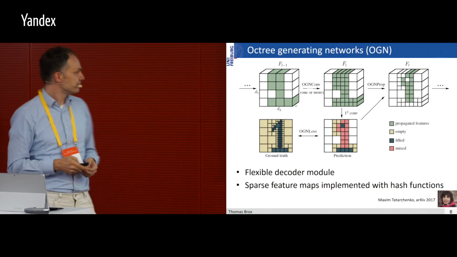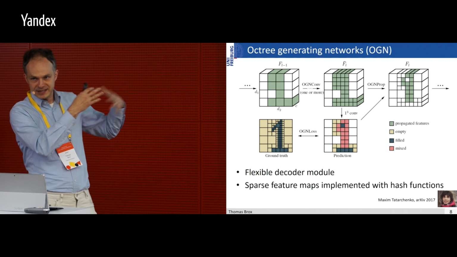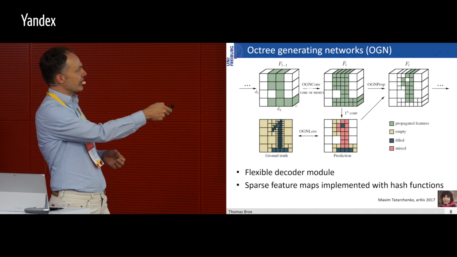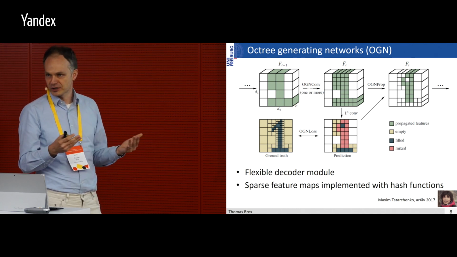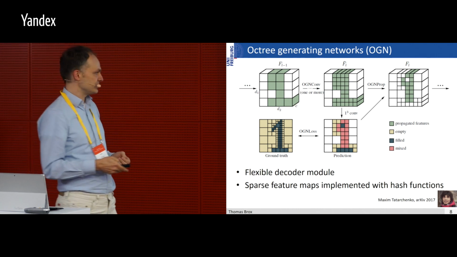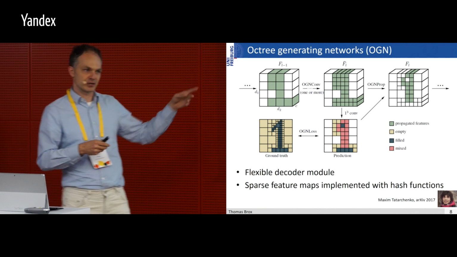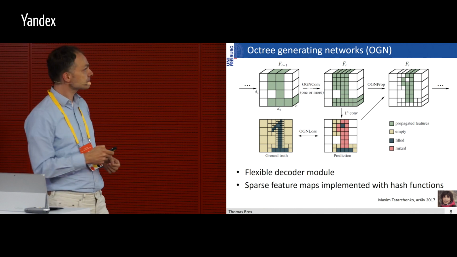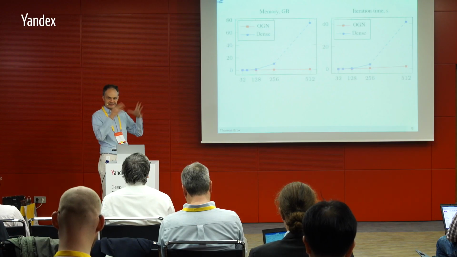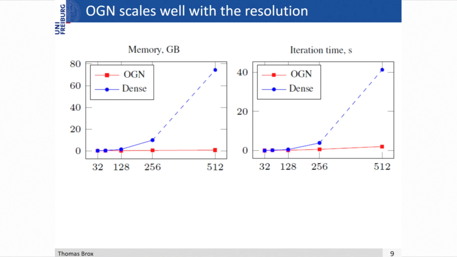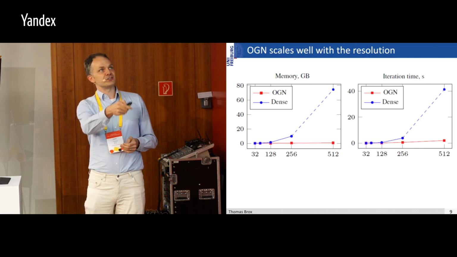And in order to really save memory, of course, you cannot store the feature maps as tensors, but you have to use some hash functions to really have a sparse representation here, and that's what we did. Okay, and then you see it scales much better than these dense voxel grids. Yeah, so if you have 32 cube, then it's not a problem. You can also use a voxel grid, but as soon as you go to 256 or 512, then this doesn't fit into memory at one point.